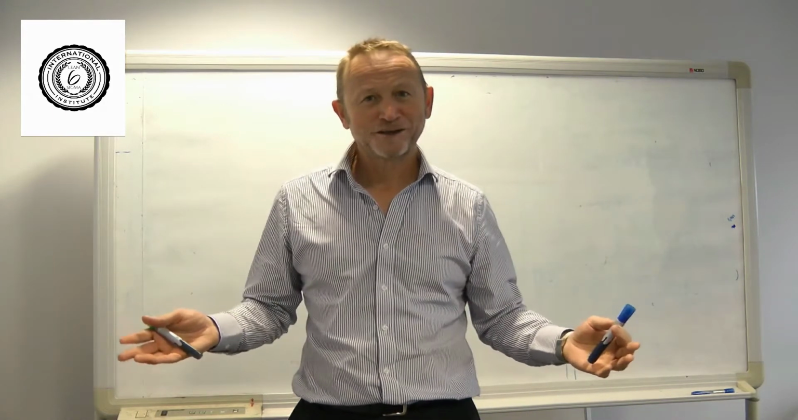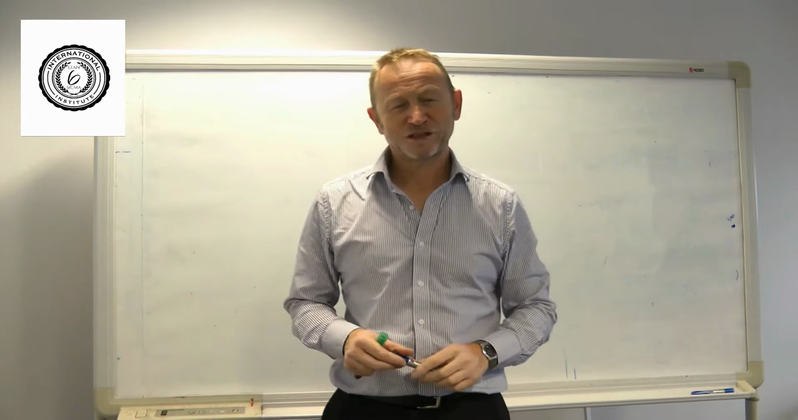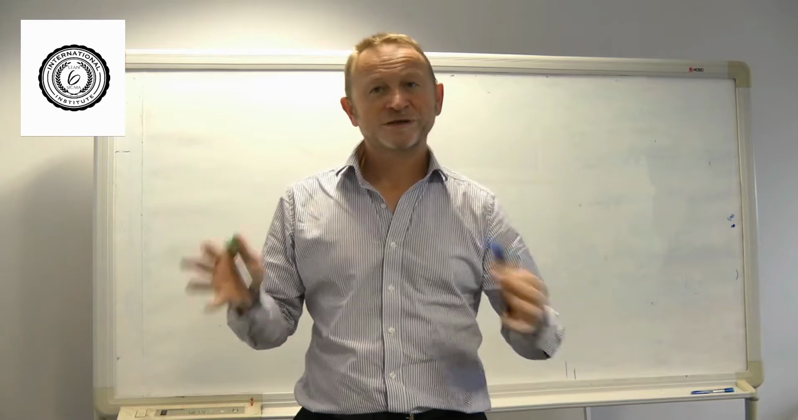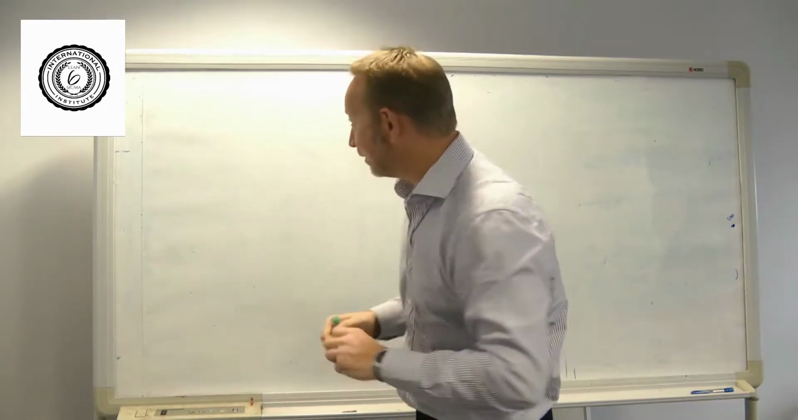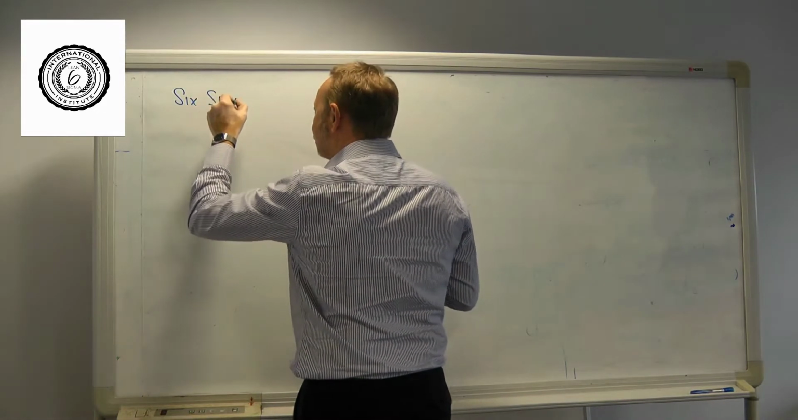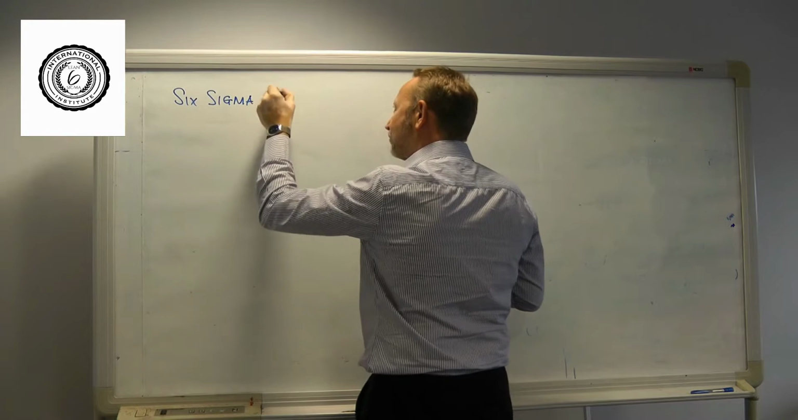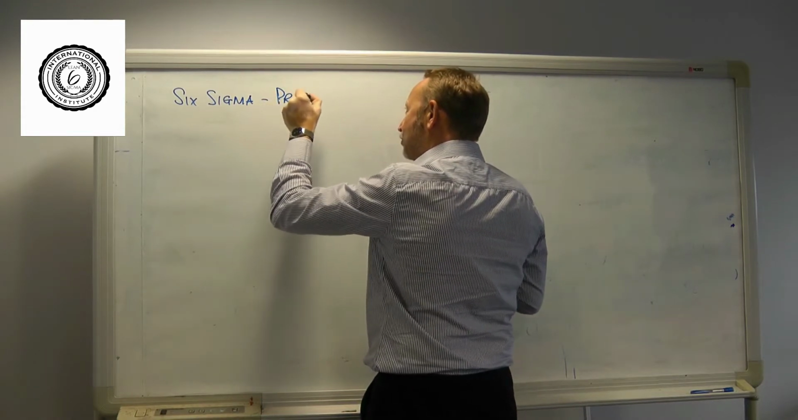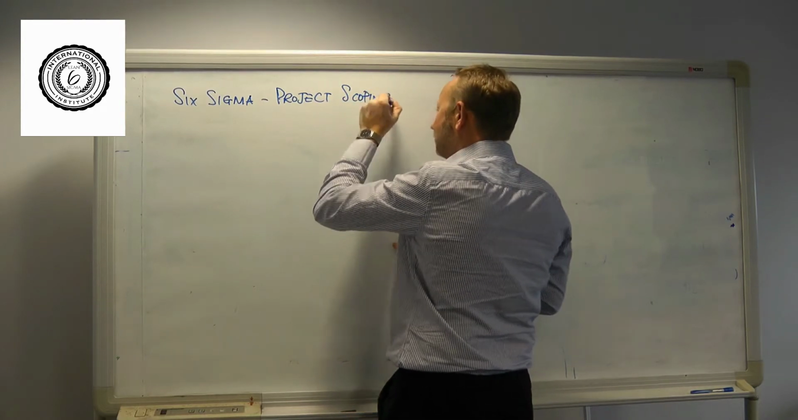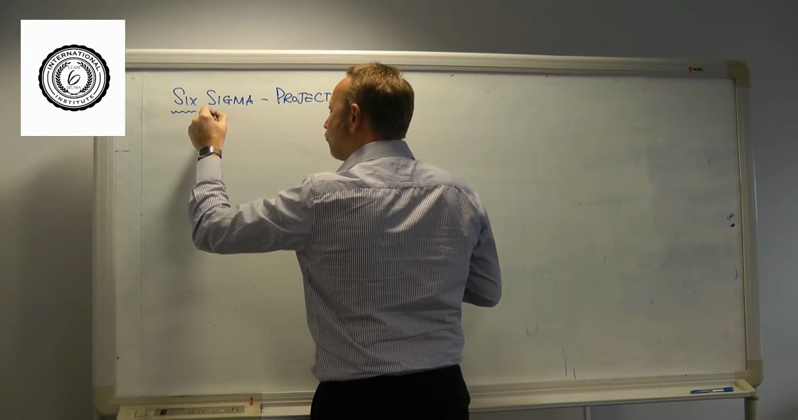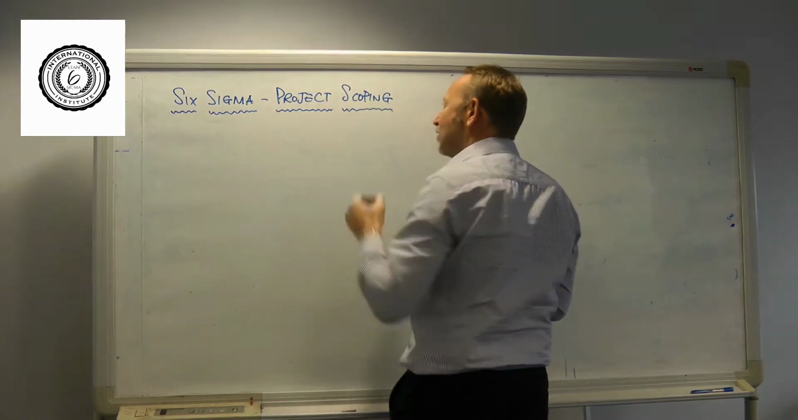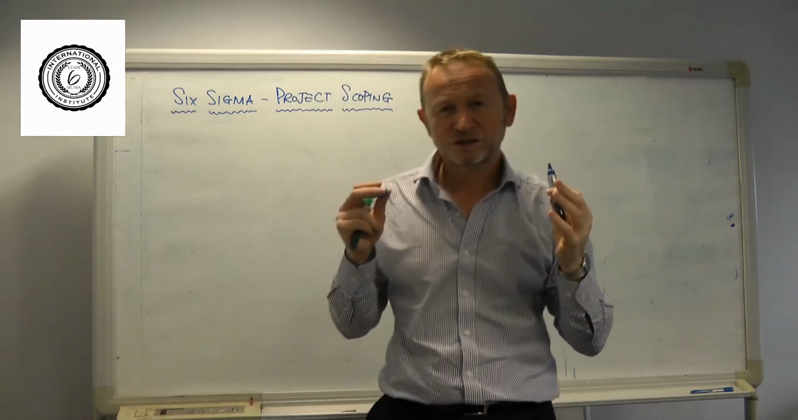My name is Paul Allen, and the subject of today's video newsletter is project scoping, Six Sigma project scoping. It's something that I often see go wrong, mainly because we're going to use the wrong type of scoping mechanism for the project that we're actually doing.